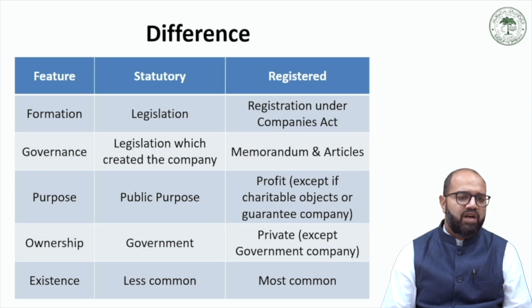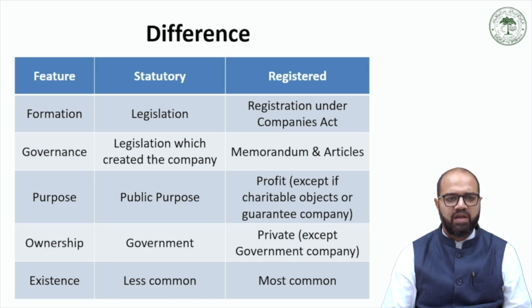Now, we generally have many registered companies which are very common as compared to statutory companies which are very less in number. So we have more instances of registered companies than statutory companies. So this is all we have insofar as the classification of companies on the basis of mode of incorporation.